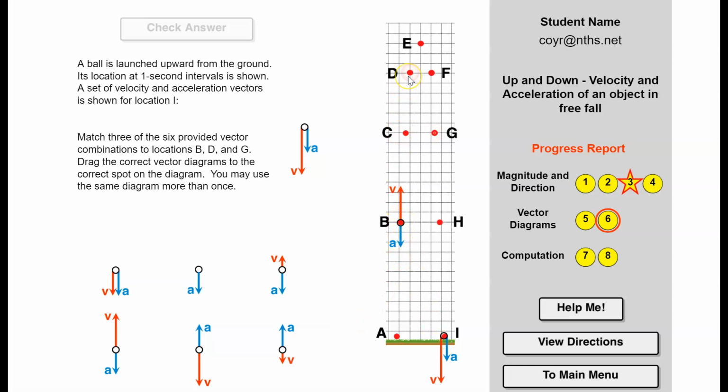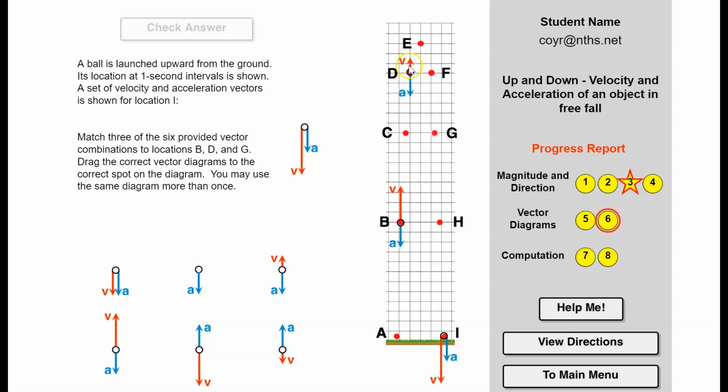How about D? The object is still going up, but it's going very slowly because it's almost at the 0 velocity point. Remember, the acceleration doesn't change ever. It's always downward because of gravity, and it's always 9.8 meters per second squared. So at the top, upward velocity, very small, same acceleration. This fits the bill. And if you think about this, it makes sense. The velocity was big, a little smaller still, and then 0 there.